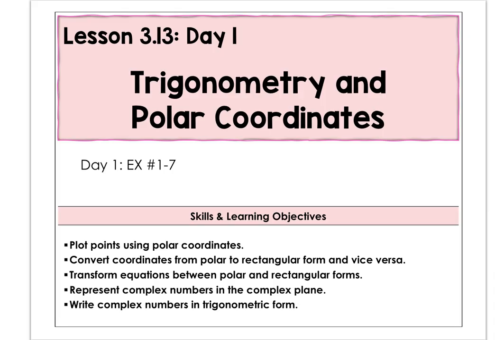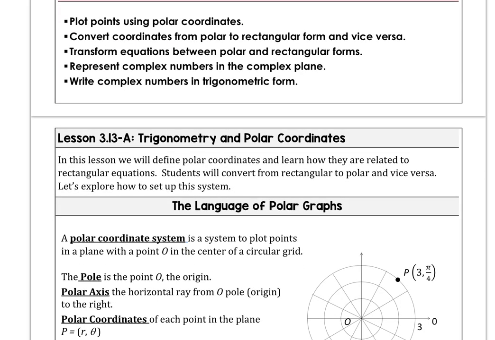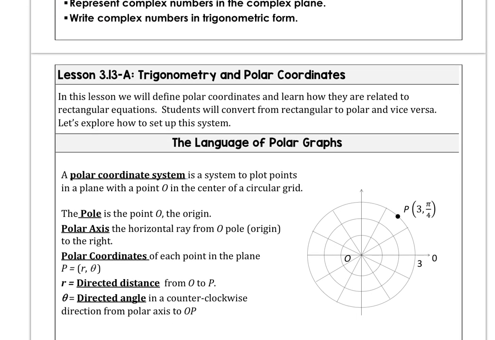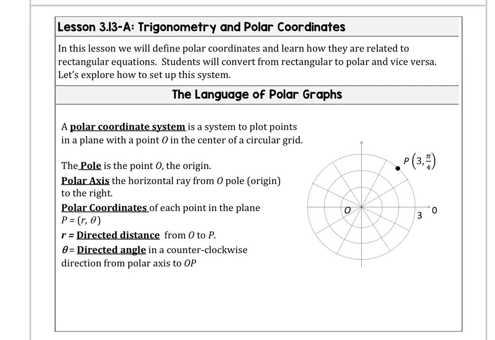We're going to look at Lesson 313. This is our first day, 7 examples, talking about trigonometry and polar coordinates today. We're going to define polar coordinates and learn how they're related to rectangular equations.